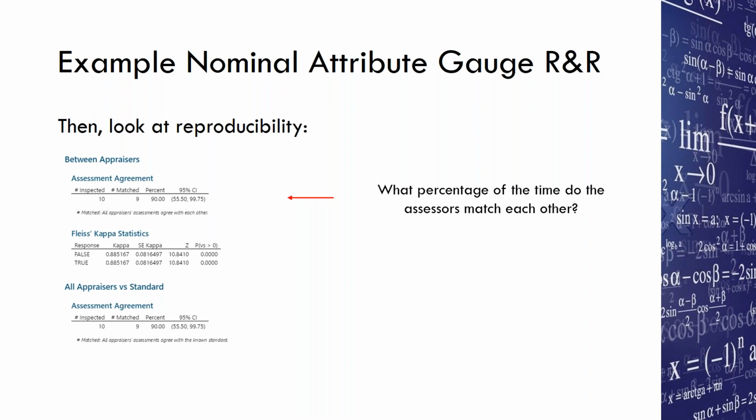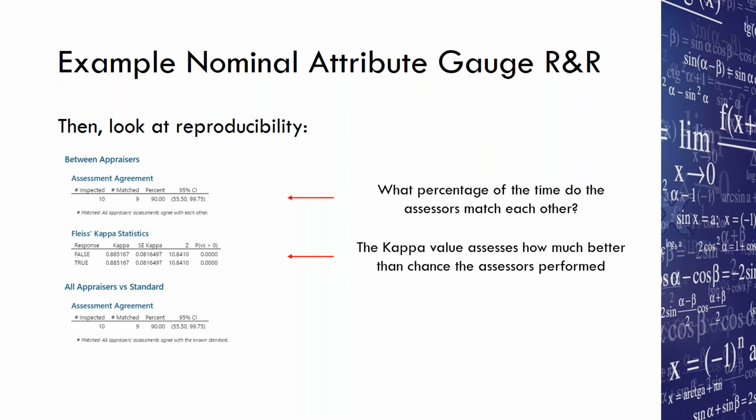So 9 out of 10, the assessors matched each other. The table below that, again, is going to be an expression of the kappa value, and it's going to measure how much better than chance the assessors performed. So naturally, they did much, much better than what chance would expect. That's why the kappa value is so high, and in fact, it's at about 0.88.